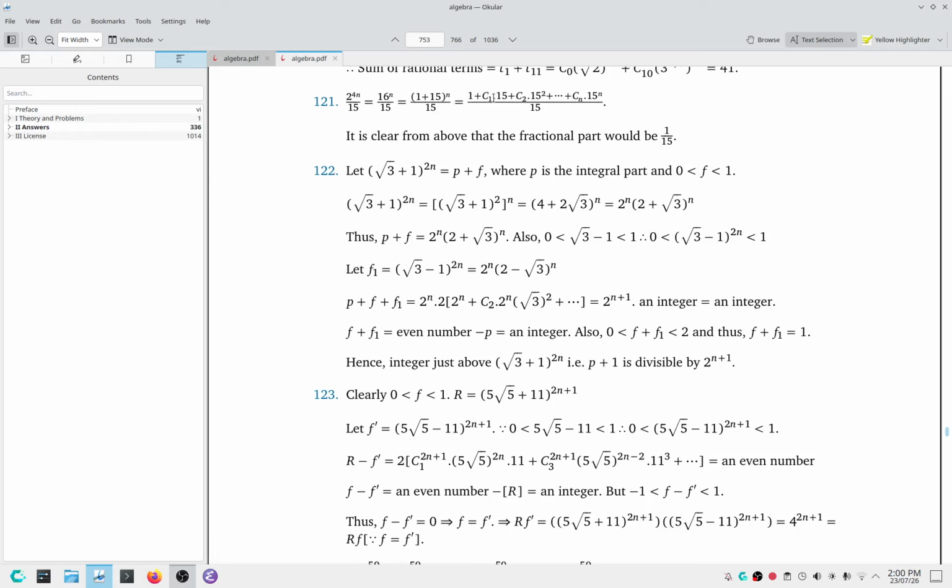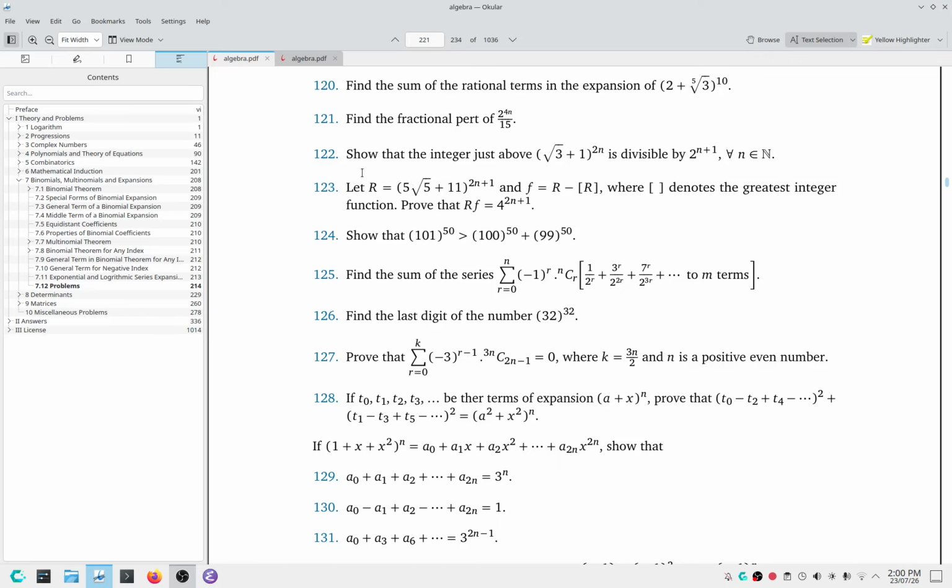We get 1 plus C1 times 15 plus C2 times 15 square. This C1 means nC1 with 15, and C2 means nC2, and so on. So obviously, you see that starting from the second term onwards, there will be a factor of 15. So 15 will cancel out, giving whole numbers. So clearly, the fractional part would be 1 upon 15.